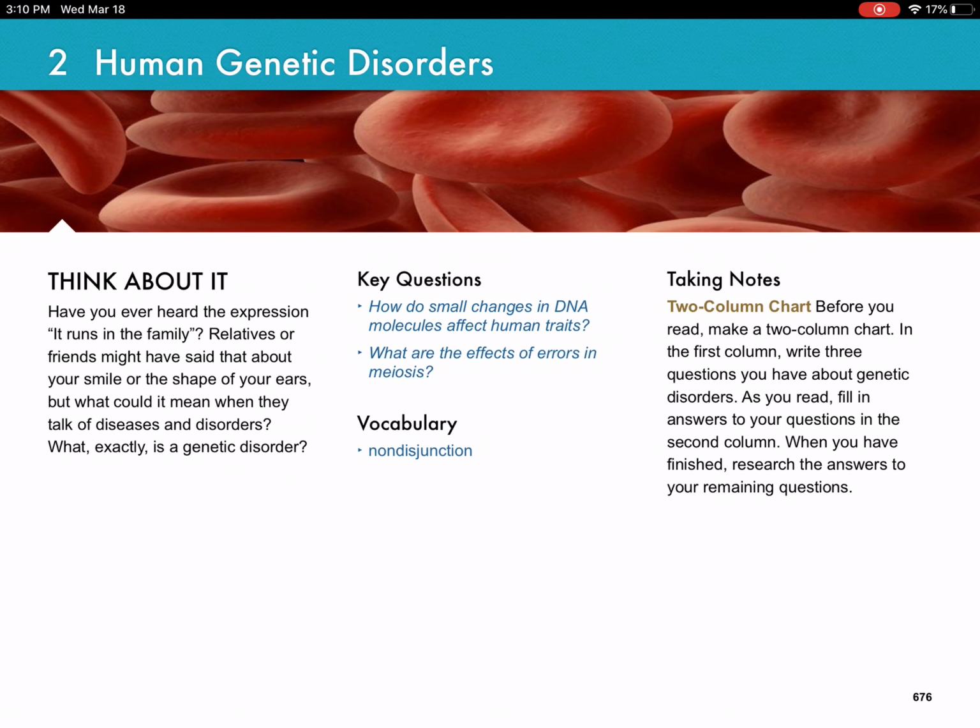So let's go ahead and get started with Chapter 14, Section 2, Human Genetic Disorders. And our key questions for this section are: how do small changes in DNA molecules affect human traits? And what are the effects of errors in meiosis?